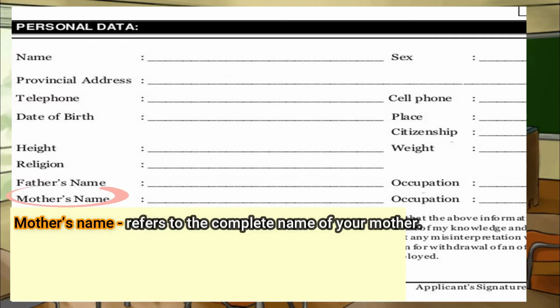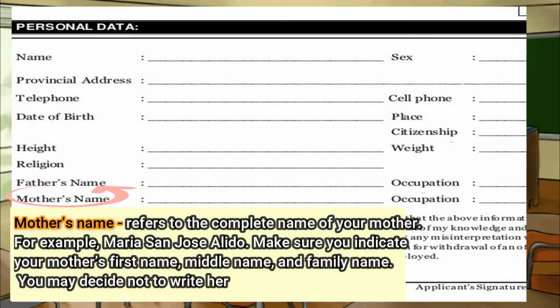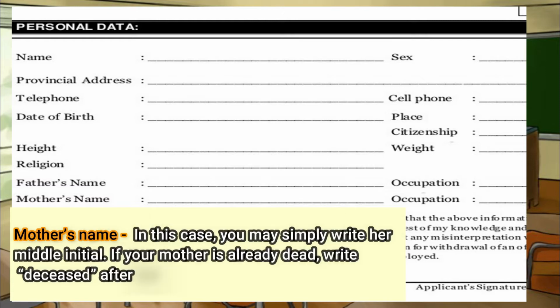Now the mother's name. It refers to the complete name of your mother. For example, my mother is Maria San Jose Alido. Make sure you indicate your mother's first name, middle name, and family name. You may decide not to write her middle name in full. In this case, you may simply write her middle initial. If your mother is already dead, write deceased after her name.